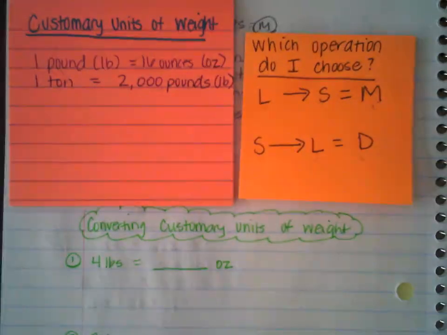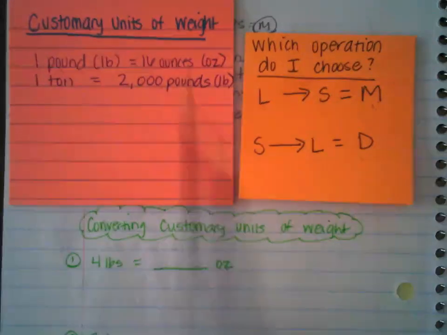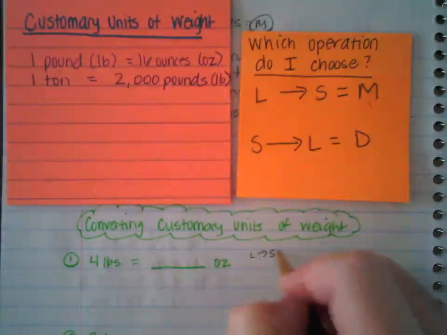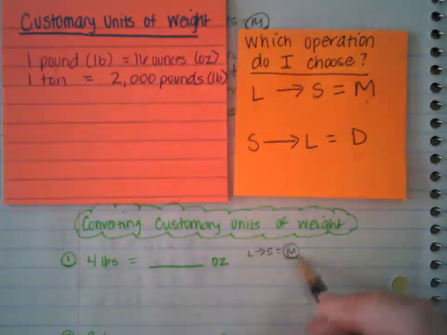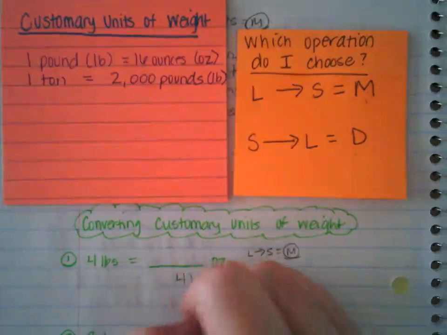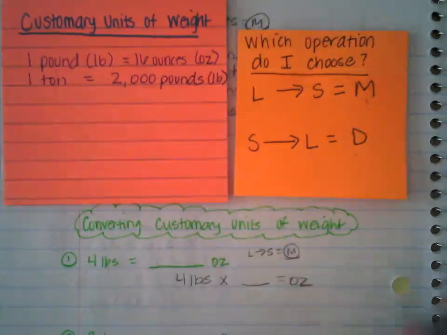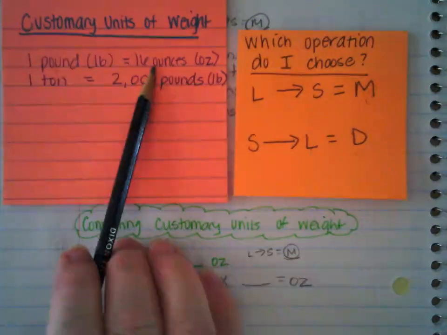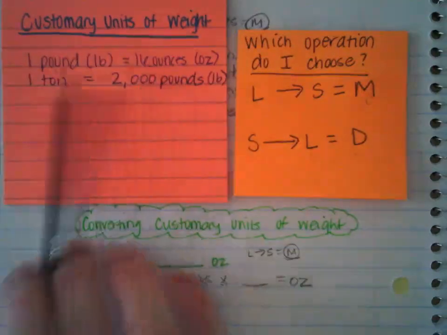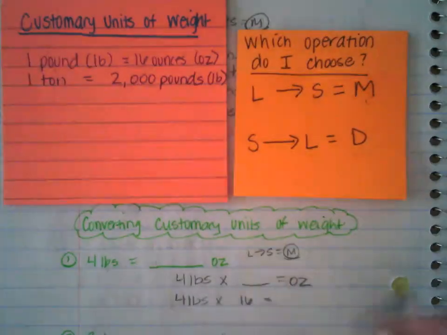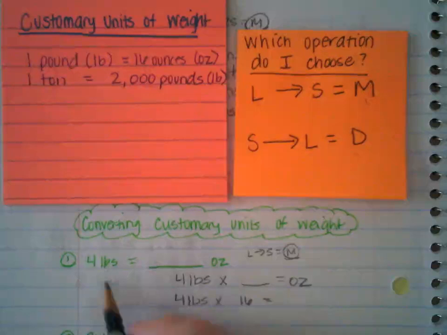So now it's time to work some things out outside of a chart. Okay. So we have 4 pounds. And we're going to have to determine how many ounces are in 4 pounds. So what is the relationship? 4 pounds. Are we moving from pounds to ounces? So larger to smaller. Larger to smaller is multiply. So I'm going to multiply. So 4 pounds times something is going to equal my ounces. Well, my relationship is 16. There are 16 ounces in a pound, so that's what I'm going to multiply by. 4 pounds times 16 equals, well, what's 4 times 16?